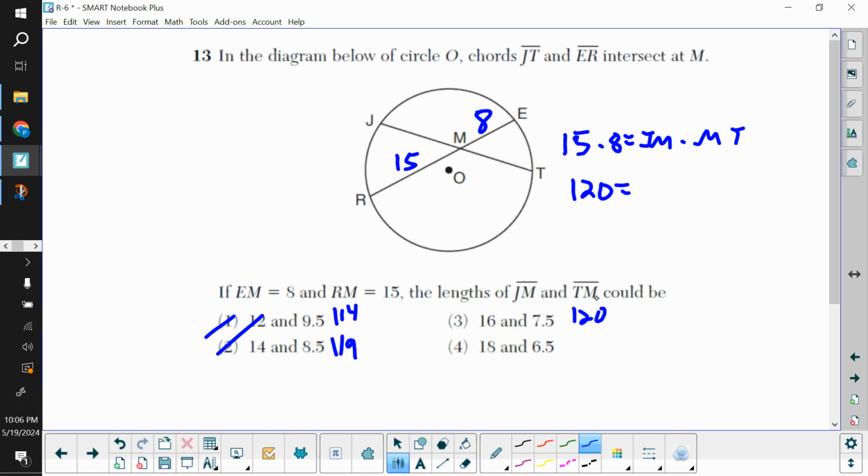But I would just double check and do the last one. 18 times 6.5, that gives us 117. So therefore it's got to be choice 3. So that's just a different way, rather than having you solve for the variable, to see if you know your rule of part times part equals part times part.